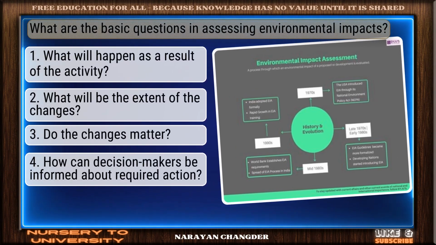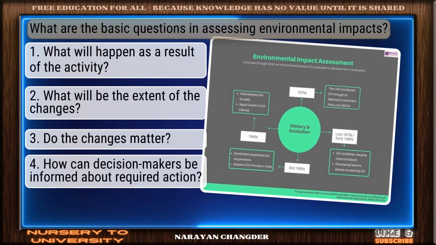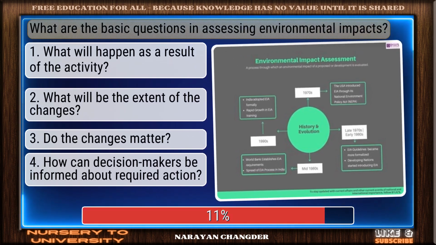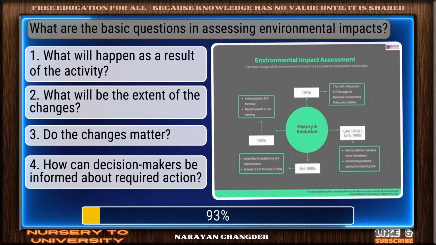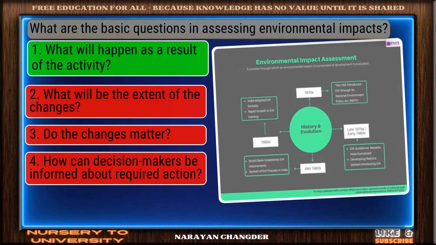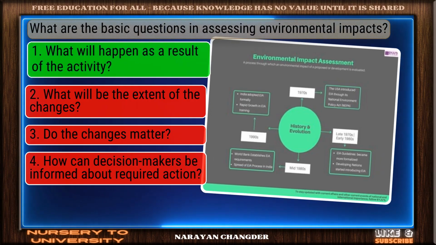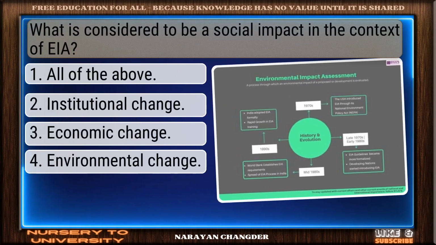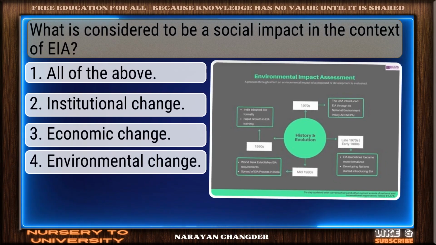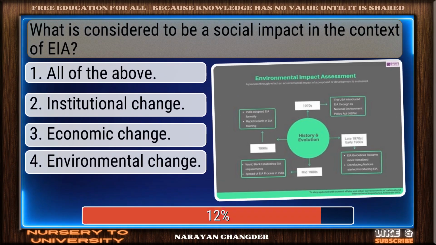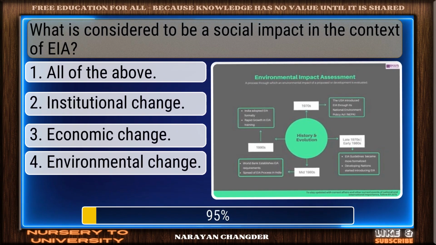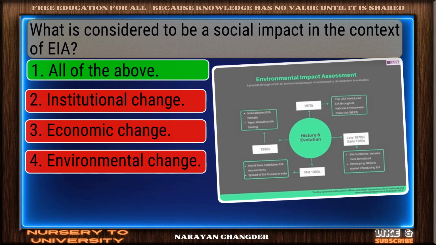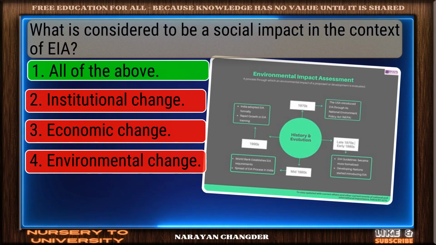What are the basic questions in assessing environmental impacts? Well-reasoned. What will happen as a result of the activity is the correct choice. What is considered to be a social impact in the context of EA? Solid response. All of the above is a valid choice.